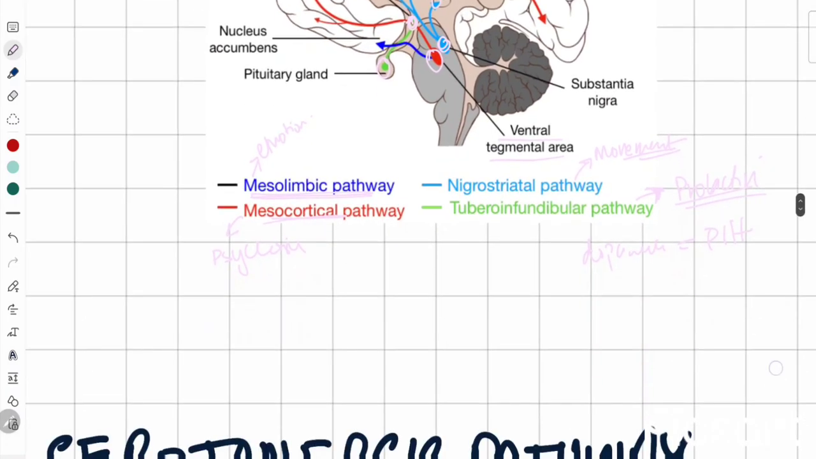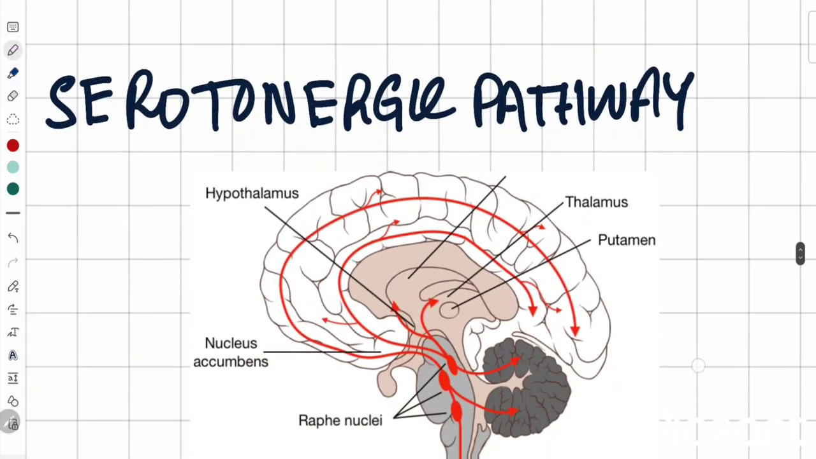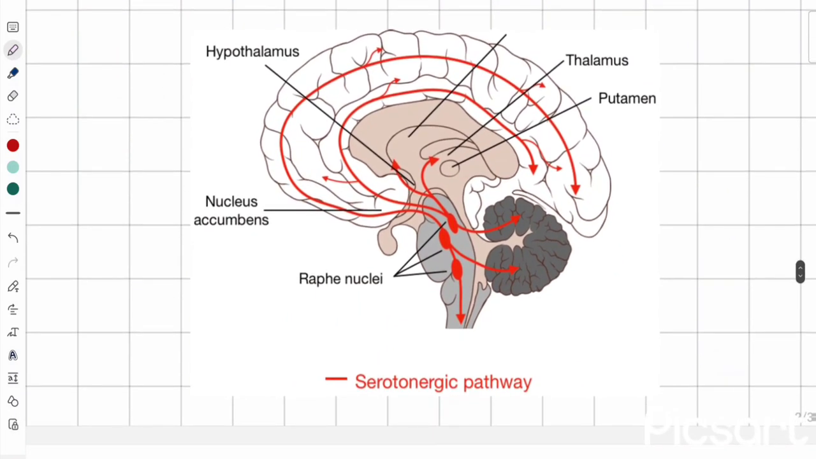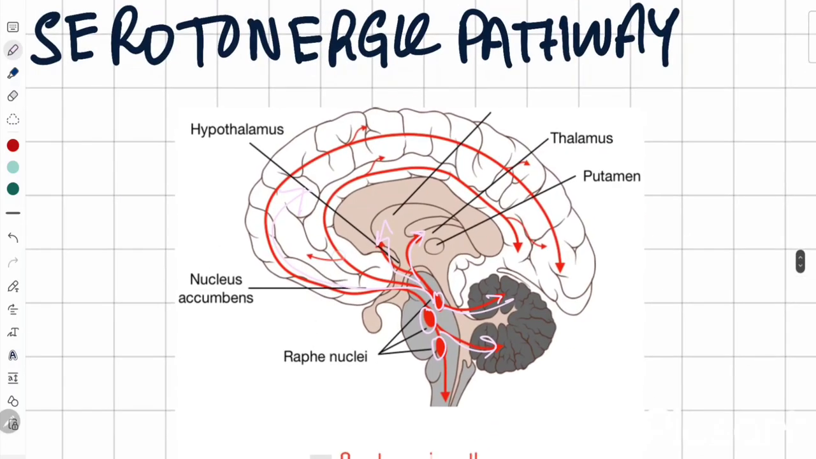Okay, then we have the serotonergic pathway. It's the easiest. We don't have to worry much about it. It's just the raphe nuclei in the brainstem, and some of them are going to your cerebellum, while others are going to your cortex, as well as your thalamus, and your limbic system. So yeah, that's that.